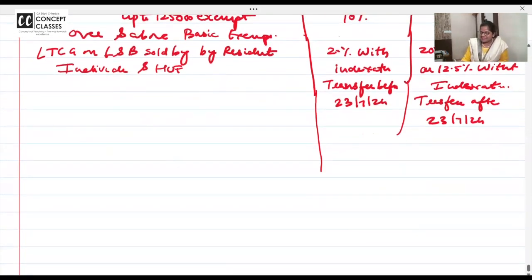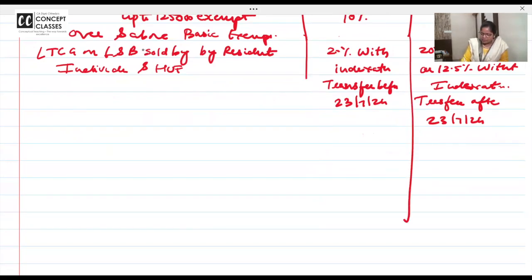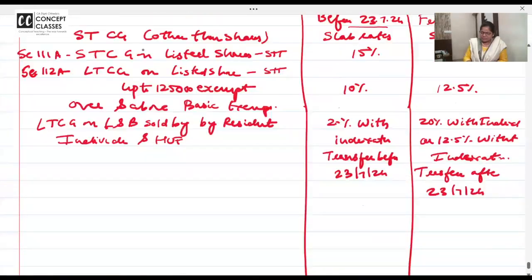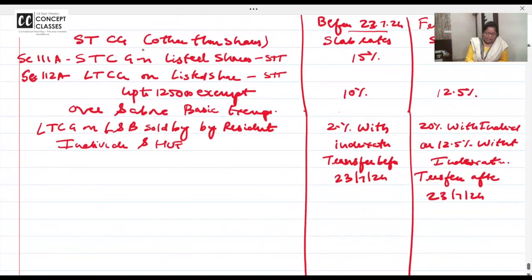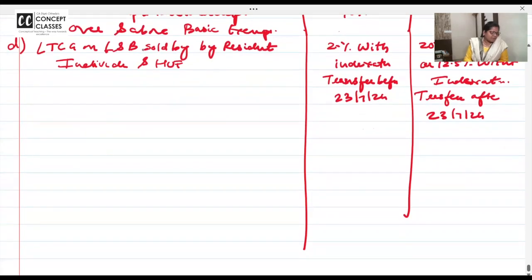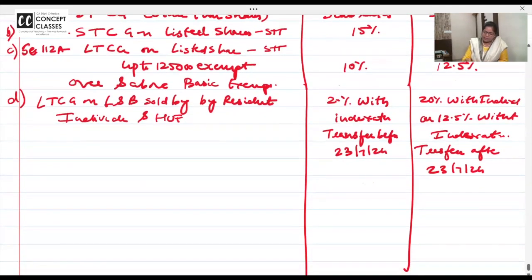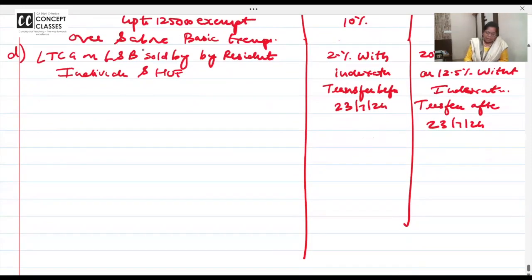Okay, right. Yes, I know it's a challenge for you and me both to do this part of the amendment. It's not difficult, but it's new. We were used to the old one until now. Okay, I want to give it a numbering. This was A, this was B, this was C, and this is D. So long-term capital gain on listed shares is finished. Long-term capital gain on land and building is over. And now, long-term capital gain on other assets.